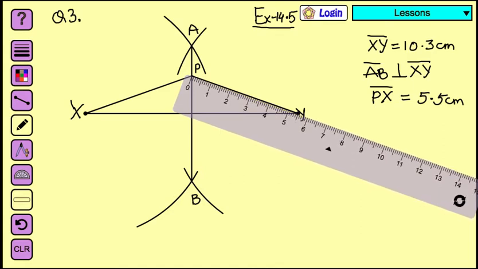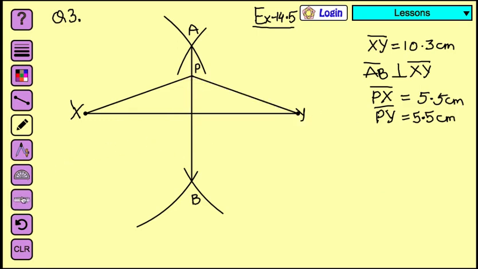You can see it is also coming to be 5.5. So we can note it down on the side that Py is equal to 5.5 centimeter. Now you can see that Px and Py both are coming out to be equal. So therefore, we can write it down: Px is equal to Py. Fine.